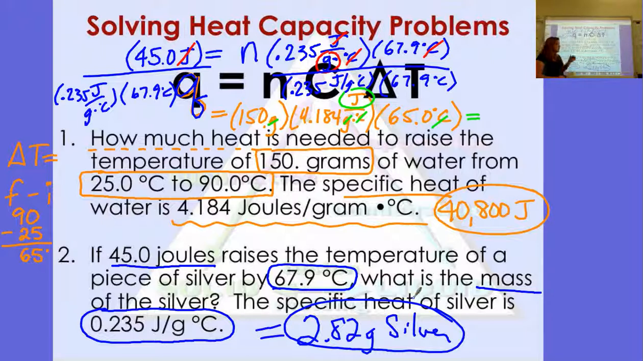So again, using algebra to solve, Q equals NC delta T. It'll tell you what's given and what you're solving for. Don't forget delta T is the change in temperature, final minus initial. N is in grams. Whatever your specific heat units are, everything should cancel out.